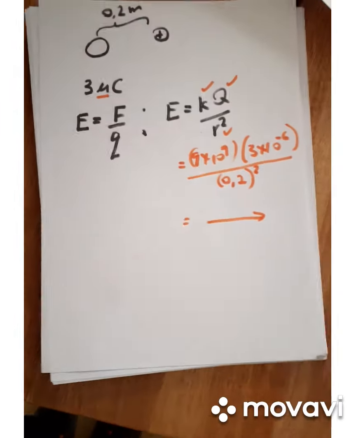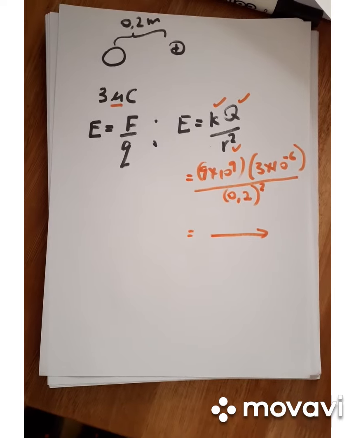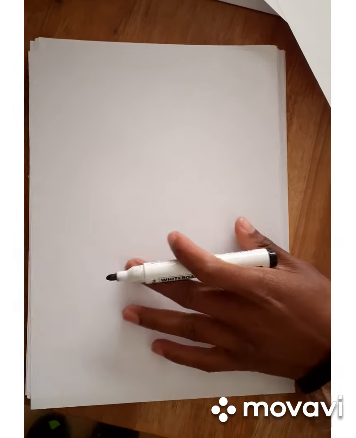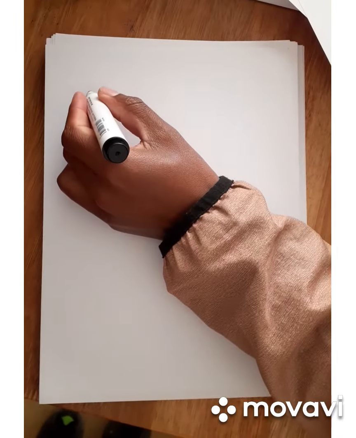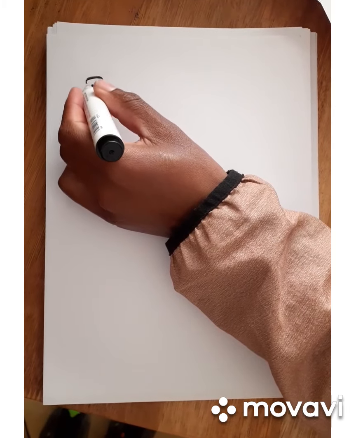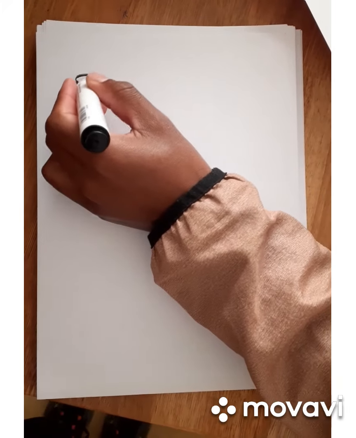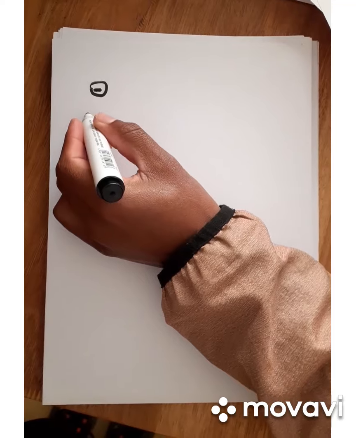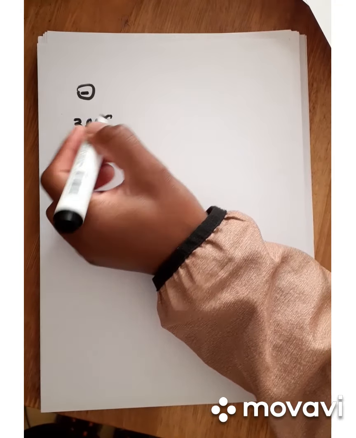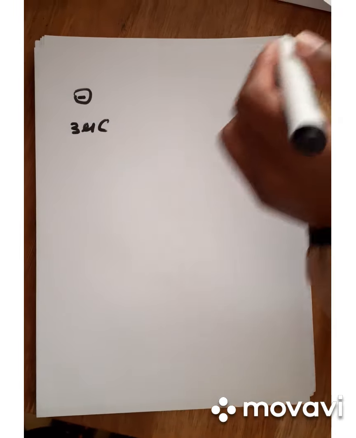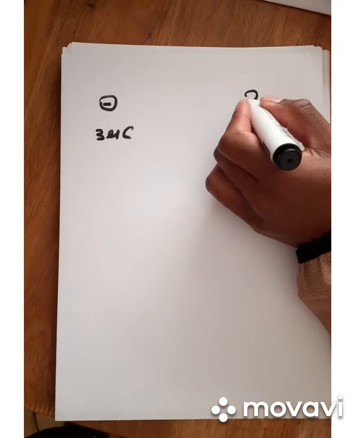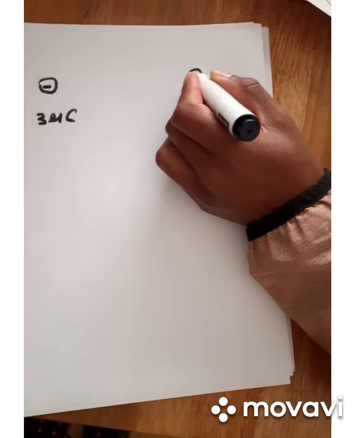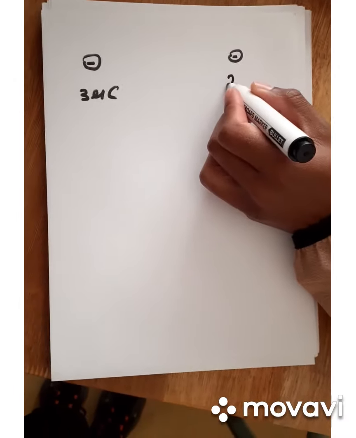But how about now you have 2 charges and 1 point charge? How about we are having this? Charge 1 is negative 3 microcoulomb. Then charge 2 is also negative, but this one is 2.